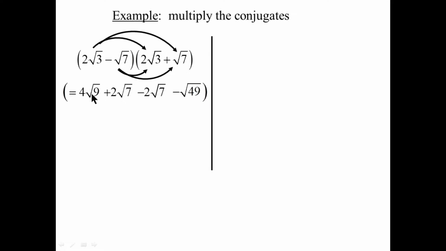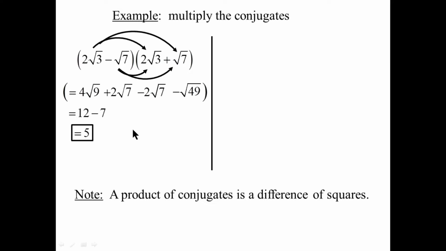And we know that root 9 is the number 3. So this will be 3 times 4, which is 12. And we know that root 49 is the number 7. So this is minus 7. And these two terms vaporized because they offset each other. They're identical except one's plus and one's minus. So these two just offset. And 12 minus 7, of course, is 5. This is multiplying conjugates. Notice when you multiply conjugate radicals, you get a rational number. The product of conjugates is a difference of squares.